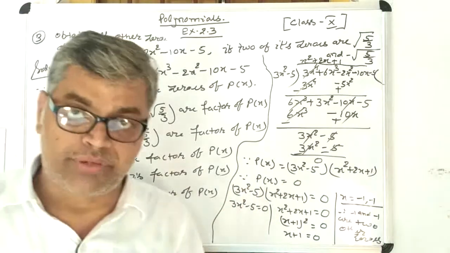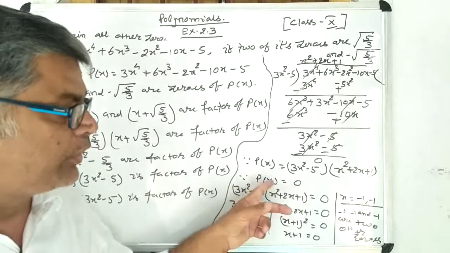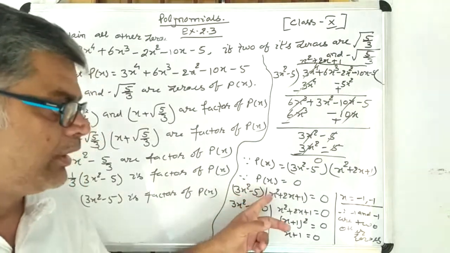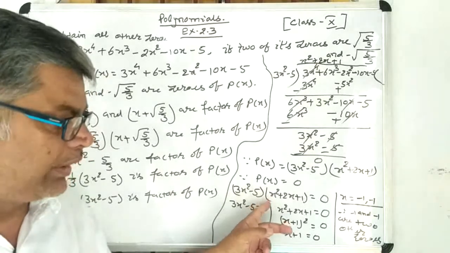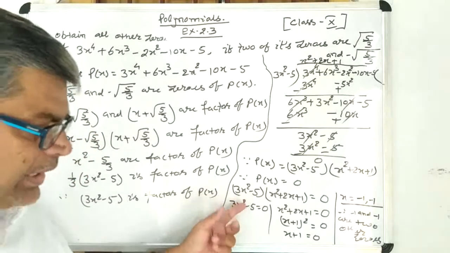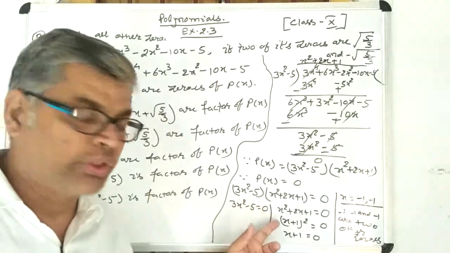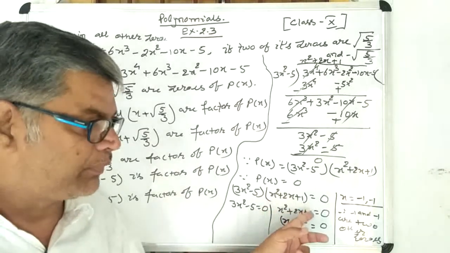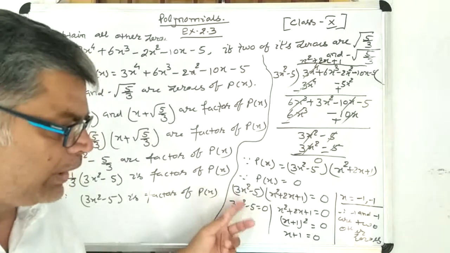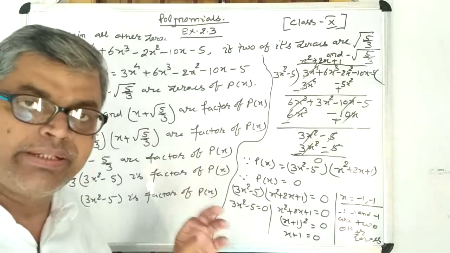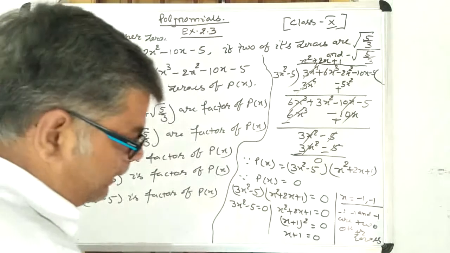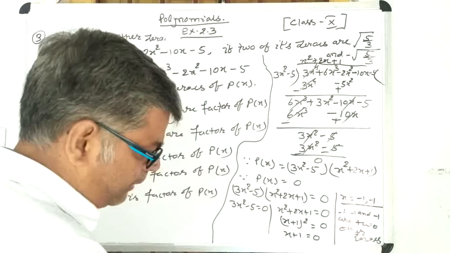Now you need to find the other zeros. So you make the polynomial p(x) = 0, so that (3x² - 5)(x² + 2x + 1) = 0. So 3x² - 5 will be equal to 0, and x² + 2x + 1 will be 0. You need not solve the first, because when you solve it, you will get the given zeros of the polynomial. So you solve this term, and it is better to solve it by factorization.